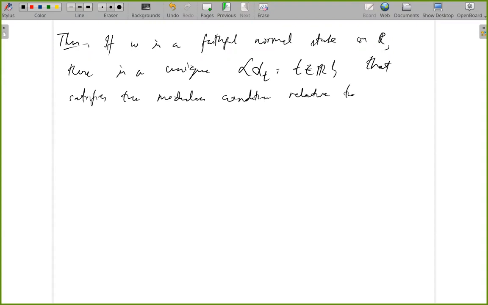Since I guess Pankaj has just started attending this lecture, let me remind you what that modular condition is. It says if you look at omega of alpha T A times B and omega of B times alpha T A, if omega was a tracial state, then these two will be equal, like omega of AB will be equal to omega of BA. But in general, you may not have equality, but you will have a portal.